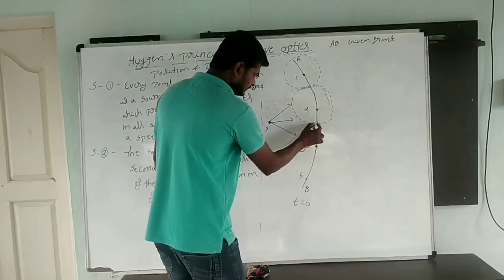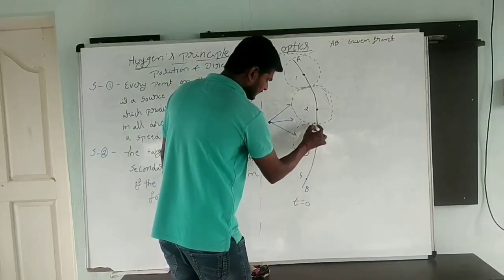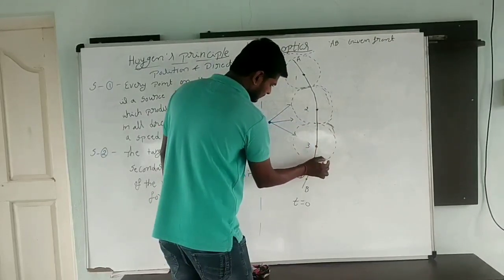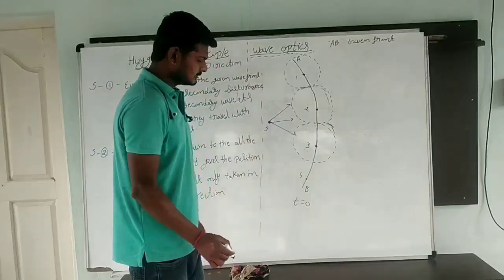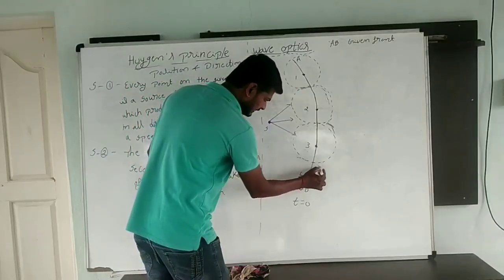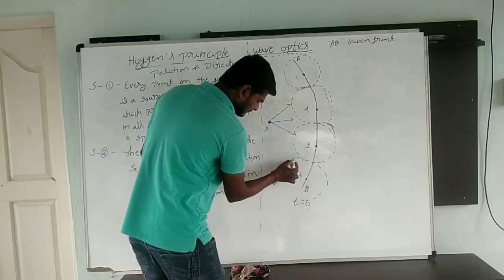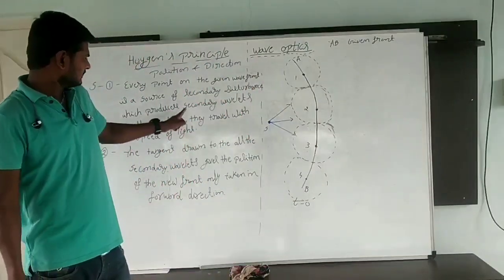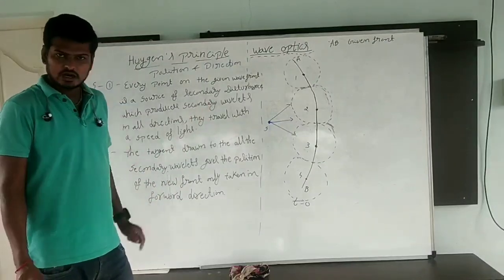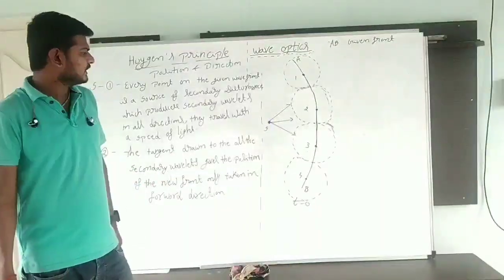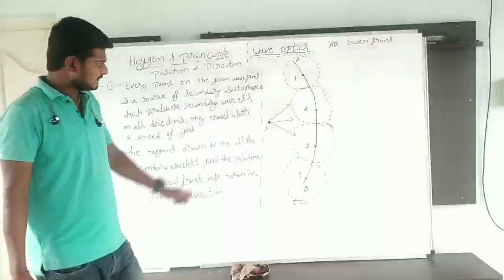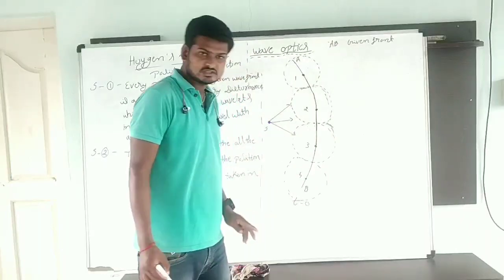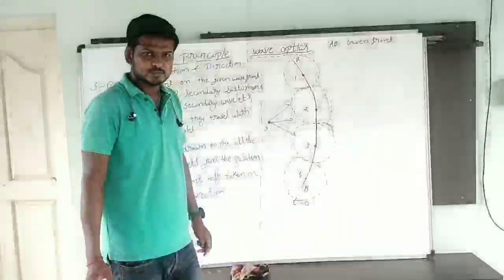Again, this is also going to produce secondary waves in all directions. They travel with the speed of light. This side will be a secondary wave, this side is also a secondary wave. How much distance are they going to travel? They travel with the speed of light.